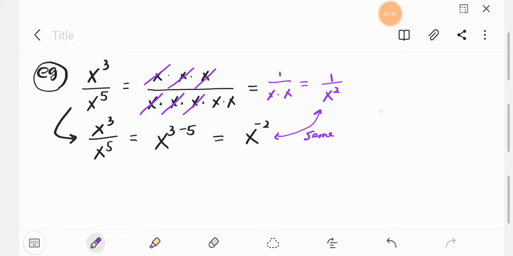So we can have something like this, x to the negative 2 power. X, the power is negative 2. Then that is equivalent to 1 over x squared. Can you see the difference between these two?